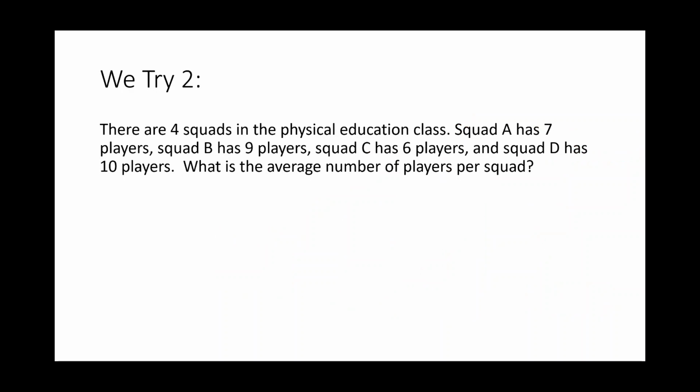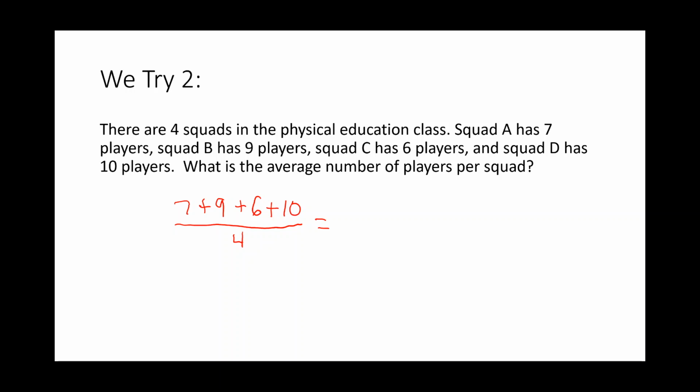So let's try this one together. There are 4 squads in the physical education class. Squad A has 7 players, Squad B has 9 players, Squad C has 6 players, and Squad D has 10 players. What is the average number of players per squad? So by that I mean I'm going to put all of the players into a big pool, and then I'm going to reorganize them into 4 groups. How many players are going to be in each of those 4 equal groups?